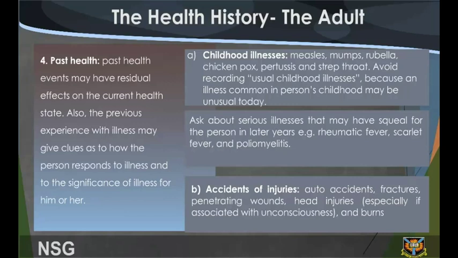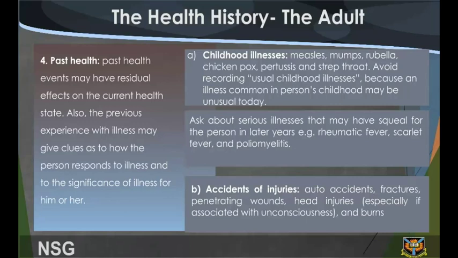A. Childhood illnesses: measles, mumps, rubella, chickenpox, pertussis, and strep throat. Avoid recording usual childhood illnesses because an illness common in a person's childhood may be unusual today. Ask about serious illnesses that may have occurred for the person in later years, for example, rheumatic fever, scarlet fever, and poliomyelitis.